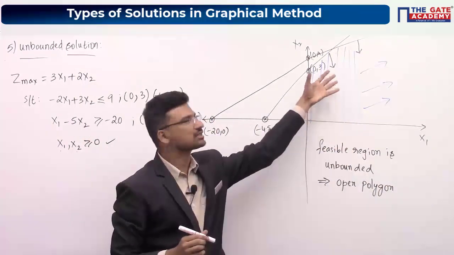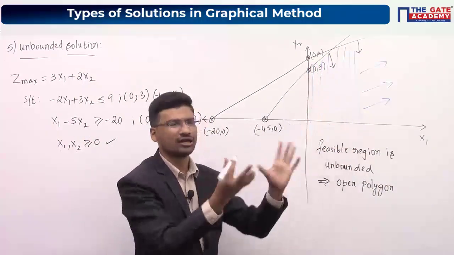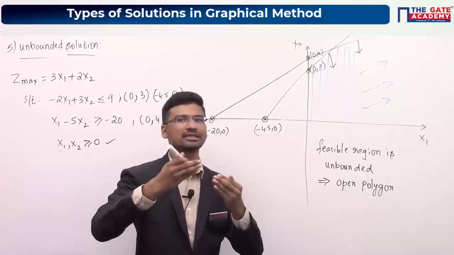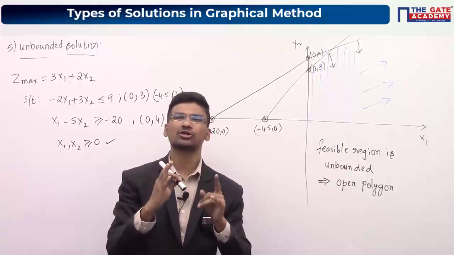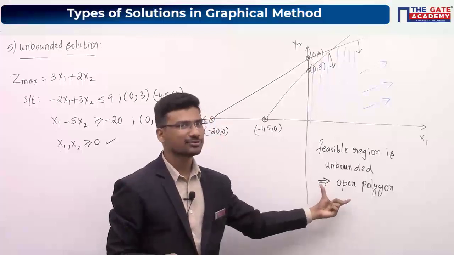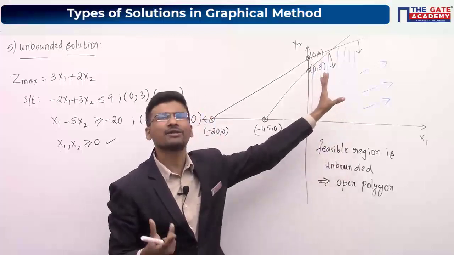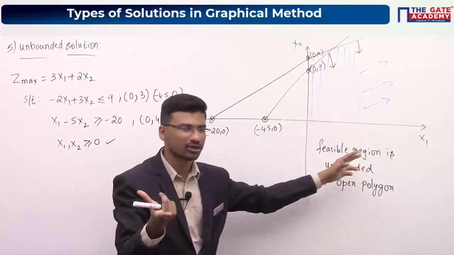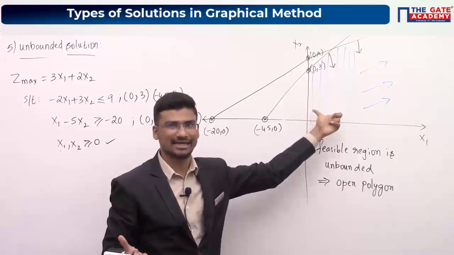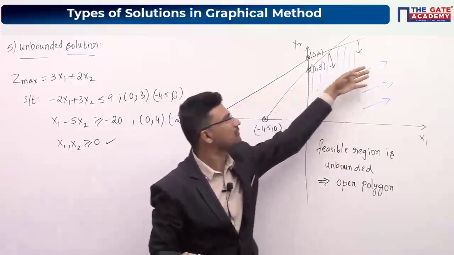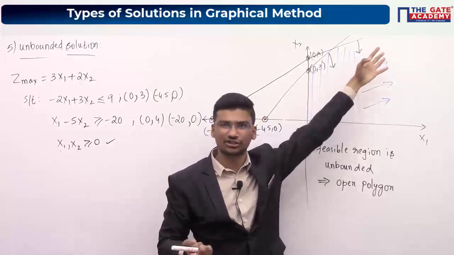So whenever you are having this type of feasible region, we call it unbounded. So this feasible region is not bounded, okay. Whatever feasible regions we have seen so far are all closed polygons or bounded polygons. But this feasible region is an open feasible region. That means it is not a closed one. It is not a bounded region, okay. So it is an unbounded region, right.